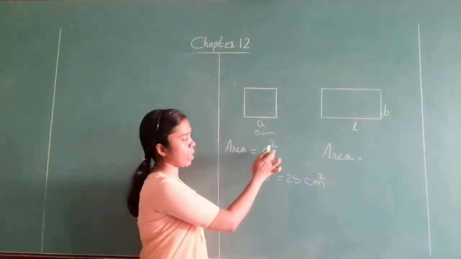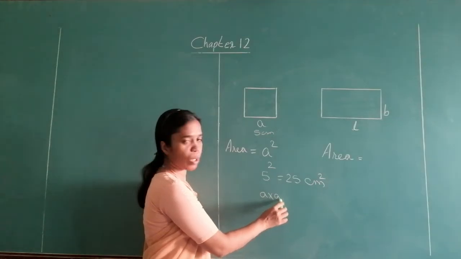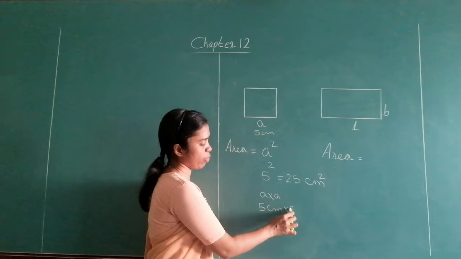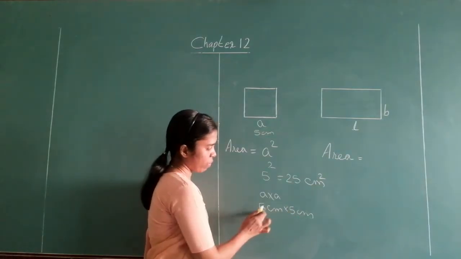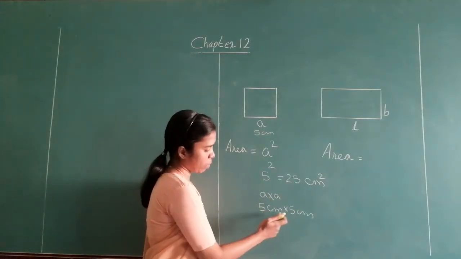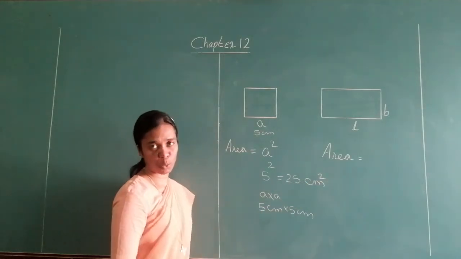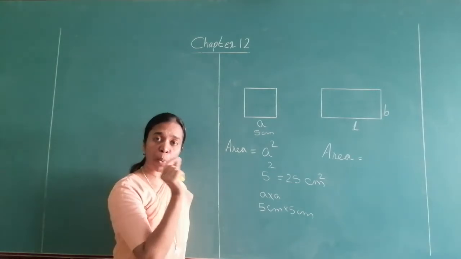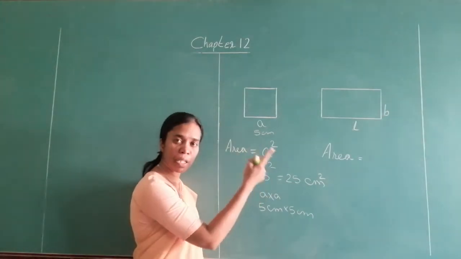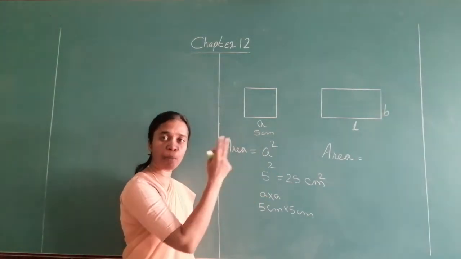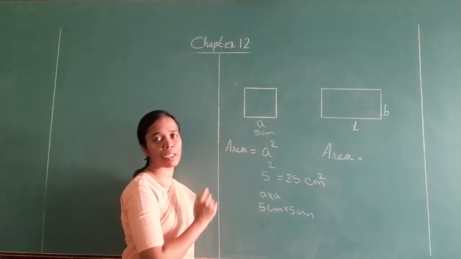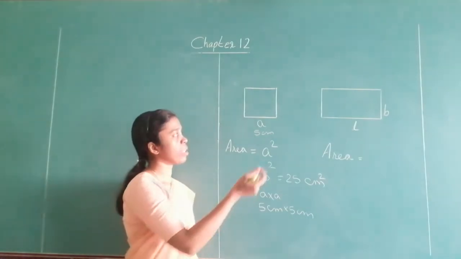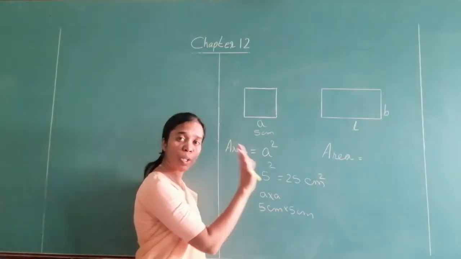Because it is multiplying. A square means what? A into A. That is, 5 square means 5 centimeter into 5 centimeter. So 5 into 5 is 25, and centimeter into centimeter is centimeter square. So area is always in squares. If it is centimeter, then it is centimeter square. If it is meter, meter square. Kilometer, kilometer square. Whereas the perimeter unit is whatever is given. If it is centimeter, it is only centimeter.